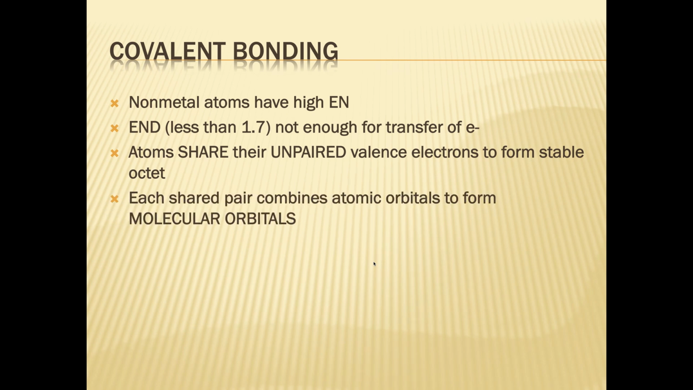Each shared pair will actually be an overlapping between the two atoms. The two bonded atoms will actually become part of each other. This makes a covalent bond extremely difficult to break, far more difficult than breaking an ionic bond. If you melt a molecular substance, the molecules will separate, but the bonds will remain intact. If you melt an ionic substance, the ionic bonds themselves will break. Each shared pair will combine atomic orbitals to form molecular orbitals.